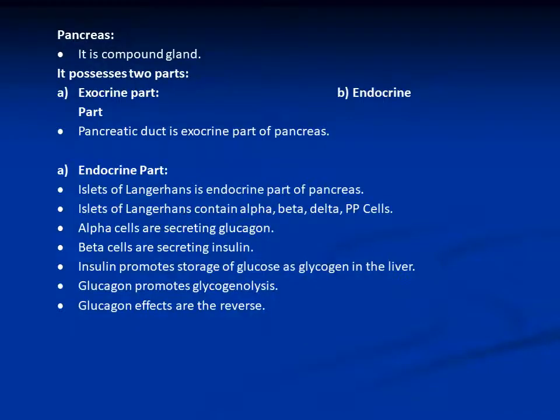Now let's start the pancreas. The pancreas is a compound gland. Why is it a compound gland? Because it possesses two parts, an exocrine part and an endocrine part. What is the exocrine part? The pancreatic duct behaves like the exocrine part, and it is known as acini. The endocrine part is known as the islets of Langerhans.